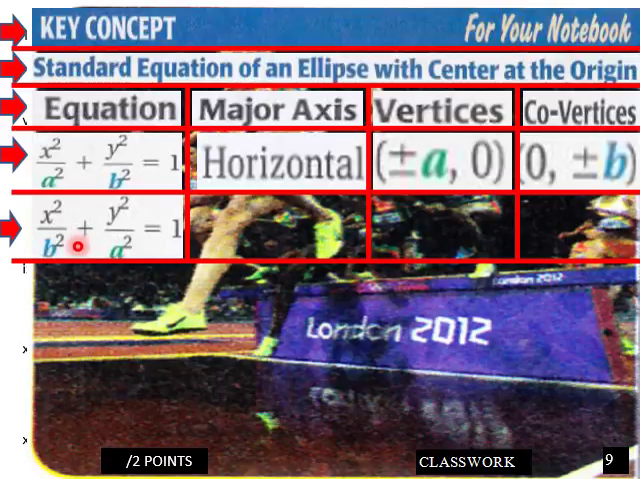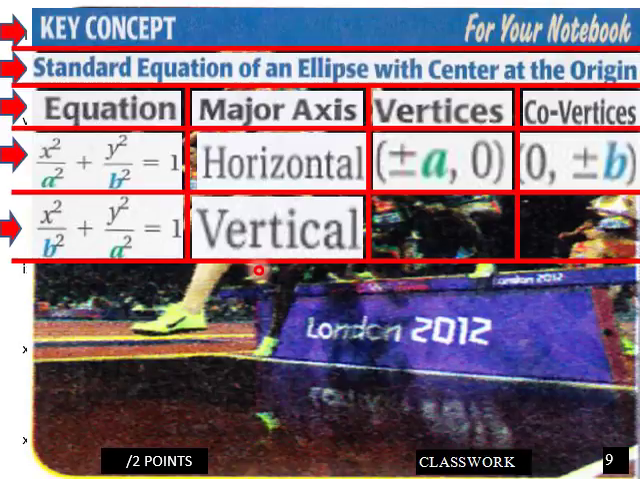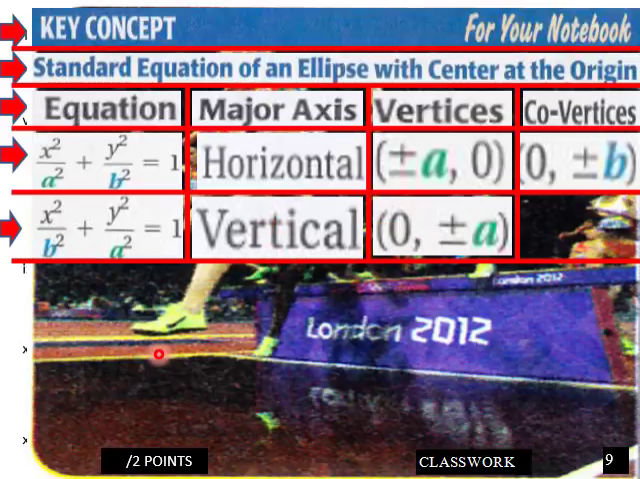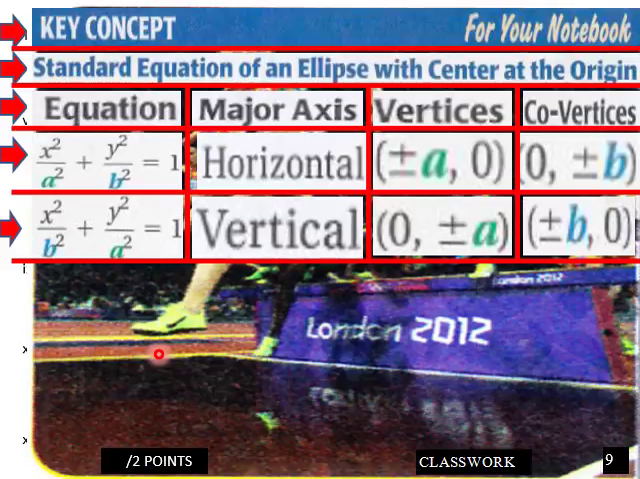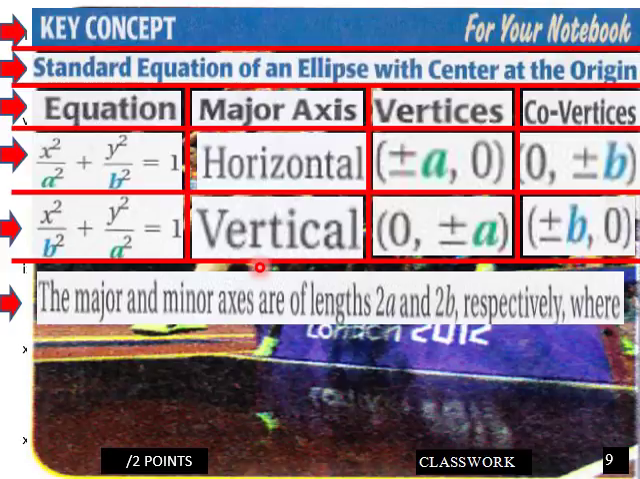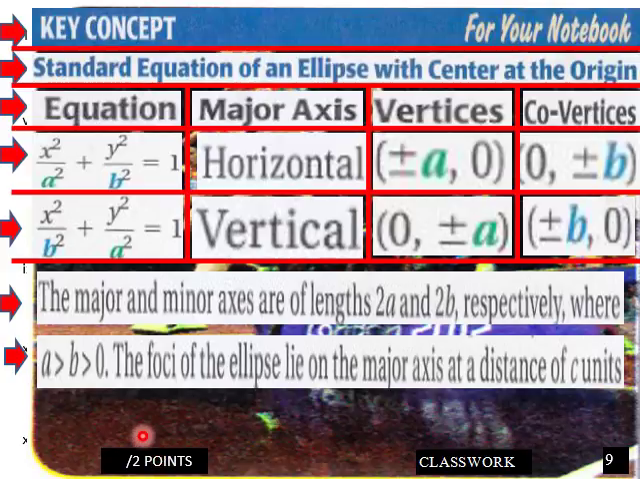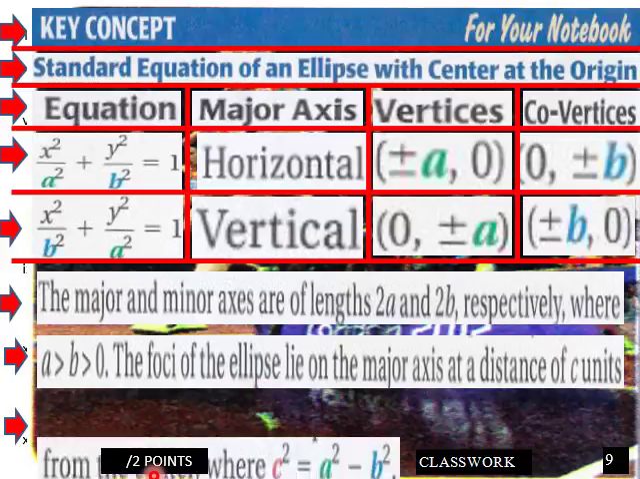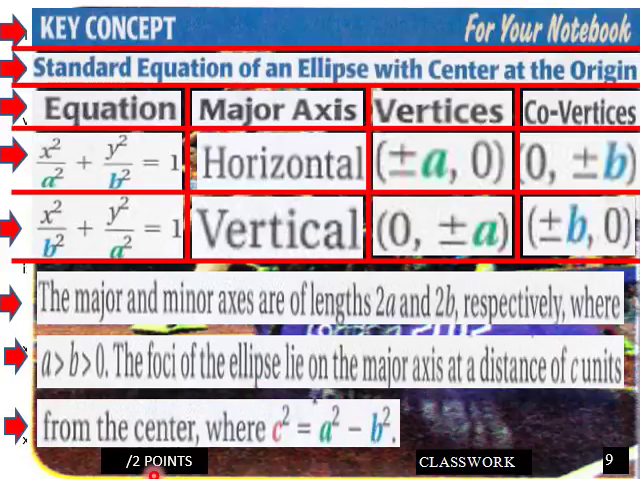And then x squared over b squared plus y squared over a squared. So now our a squared is underneath our y squared. That would be a vertical major axis. Our vertices would be 0 plus or minus a, and then our co-vertices plus or minus b. The major and minor axes are of lengths 2a and 2b respectively, where a is greater than b and b is greater than 0. The foci of the ellipse lie on the major axis at a distance of c units from the center, where c squared equals a squared minus b squared.